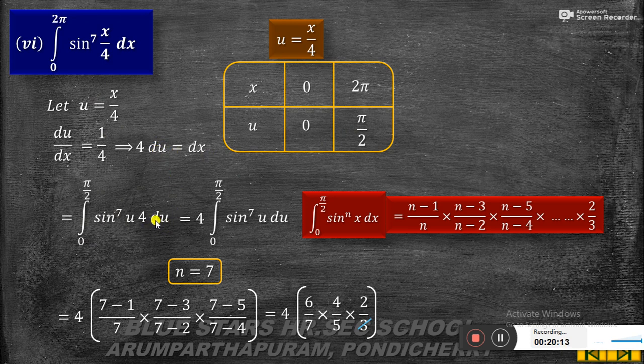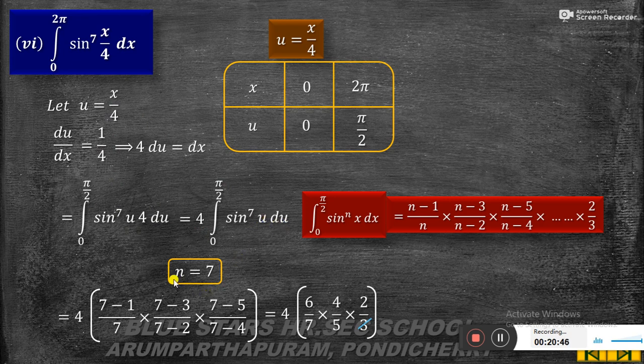Here we take u as x by 4, so you differentiate with respect to x: du by dx equal to 1 by 4. The next step you write, just cross multiply: 4 into du equal to dx, therefore 4 du equal to dx. So here you substitute: integral 0 to 2 pi becomes integral 0 to pi by 2 sine power 7 of x by 4, which is u, into dx, which is 4 du, equal to 4 into integral 0 to pi by 2 sine power 7 u du.